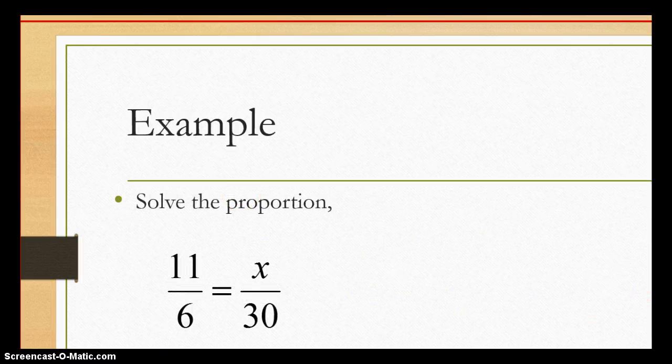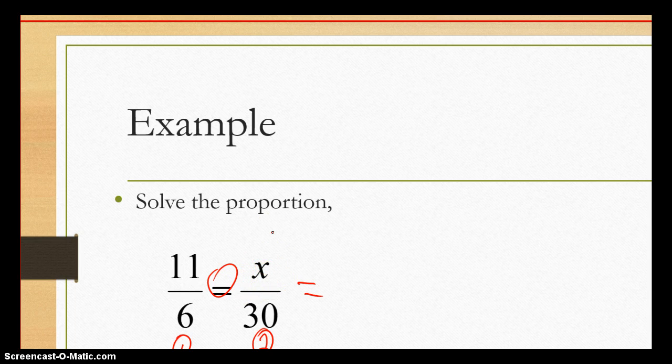So let's solve this proportion. What do we know about proportions? There are two ratios. Here's my first ratio, and here's my second ratio. I know that they are equivalent; they're equal. So how do we solve this? Like I said before, we're trying to find x. We need to find what x equals.